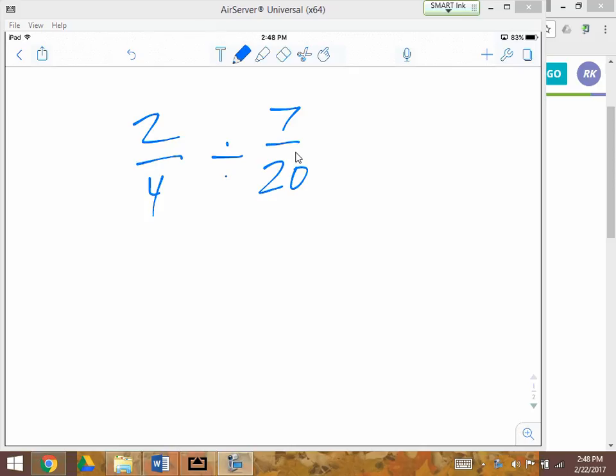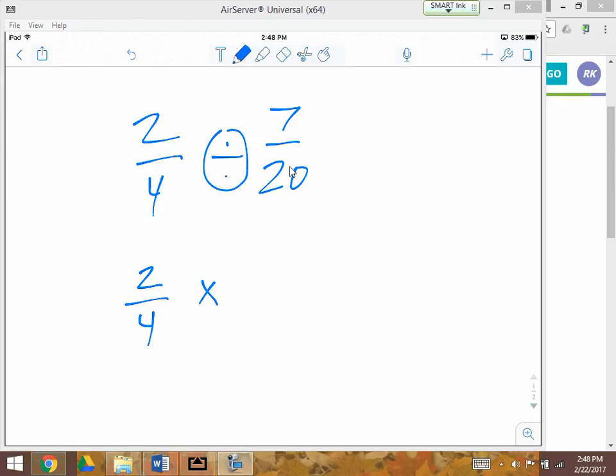Okay, so let's take a look at this here. 2/4 is going to stay the same, all right? So the key is we don't ever change the first number. So 2/4 is going to stay the same. Now, I like to circle the division symbol, and I'll change it to multiplication. So you can either use a dot, or if you wanted to, you could use an X for multiplication.